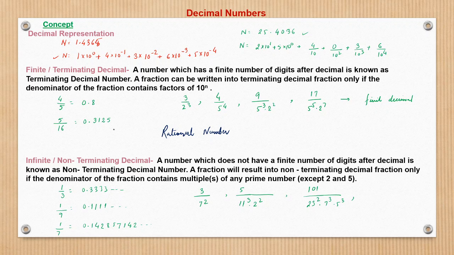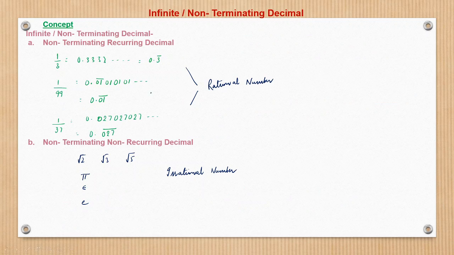A terminating decimal is a rational number because we can convert it to a fraction. 0.8 can be written as 4 by 5 in the form of p by q, where q is not equal to 0 and p and q are integers, right? Similarly, we will see that even 0.3 bar and 0.01 bar, all these repeating and non-terminating decimals, we can convert to a fraction form.